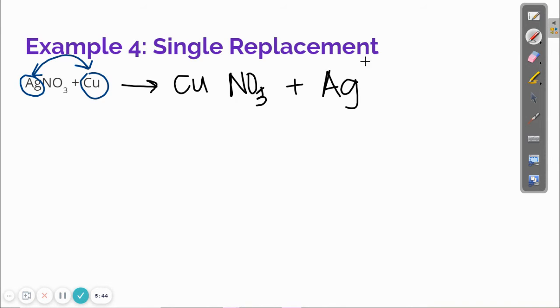So let's look at silver first. Silver is a metal. It's not a diatomic, so we are just going to write it as Ag.